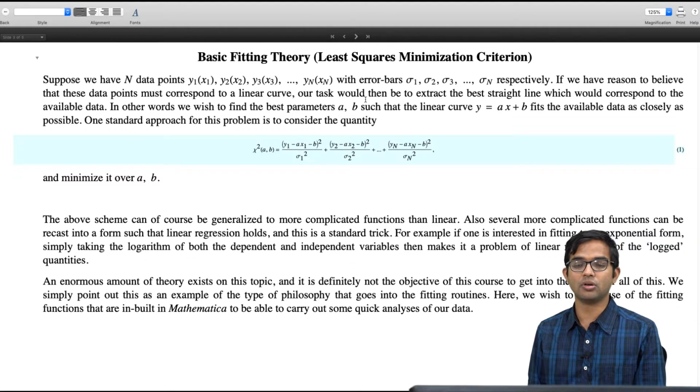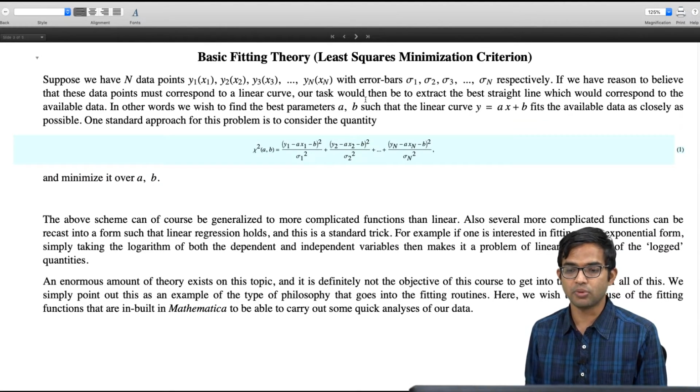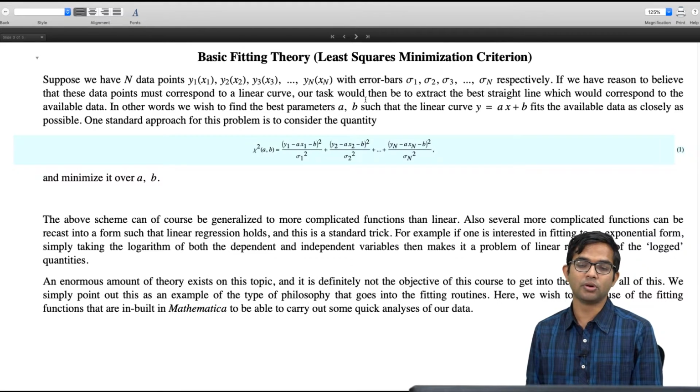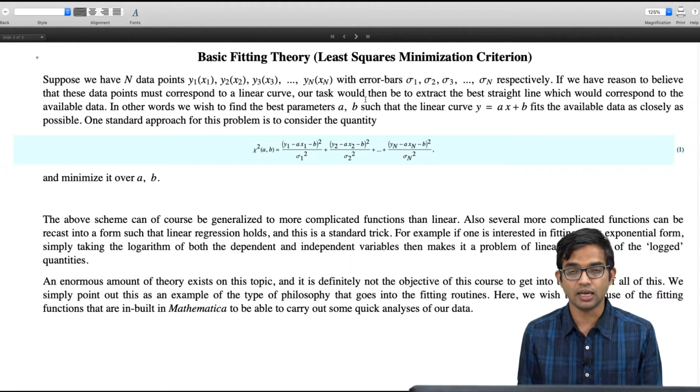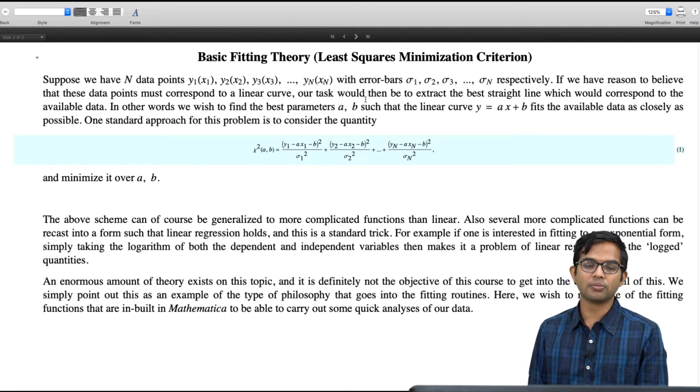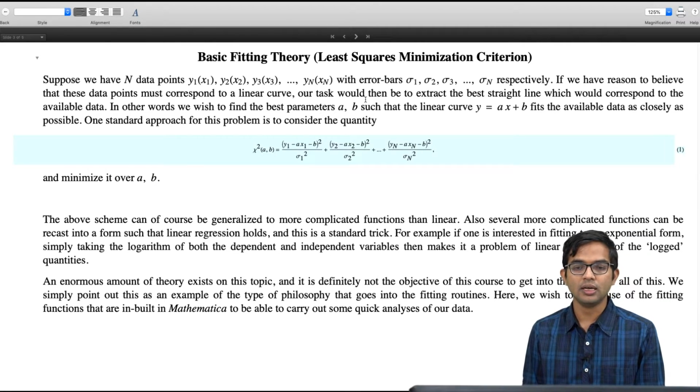So of course we all know that a straight line is given by y equal to ax plus b. So we want to know what is the best a and best b given all this information. Can we use all this information and extract these quantities? And so one approach for this is the so-called least squares minimization criterion.